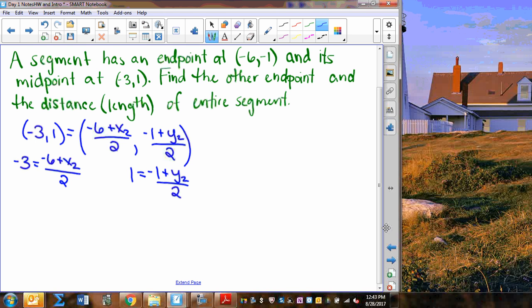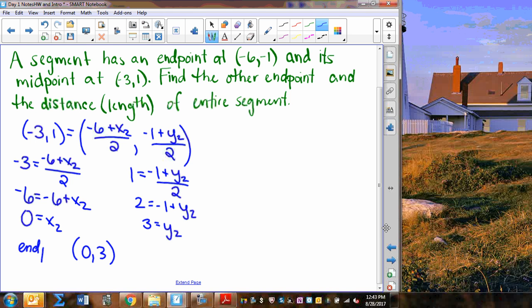So now we can do what you guys were saying. You could cross multiply by 2. I'm just going to go ahead and multiply by 2 on both sides. It's -6, so it's -6 plus x sub 2. I'm going to add my 6 over, get 0 for that x value. Over here, I get 2 equals -1 plus y sub 2. Add my 1, and I get 3 for that y value. So then my other endpoint, that ordered pair, is 0,3. Raise your hand if you got that.